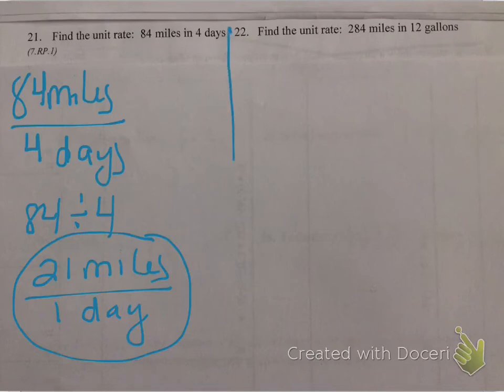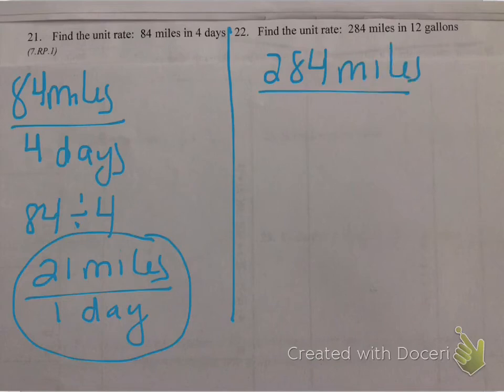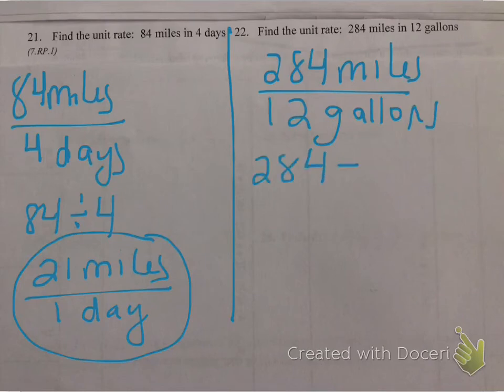And for number 2, we have the unit rate for 22. 284 miles in 12 gallons. So 284 miles for 12 gallons. I want to know how many miles per 1 gallon. 284 divided by 12. And 284 divided by 12, you get a decimal there.